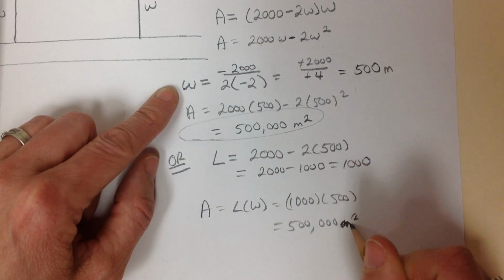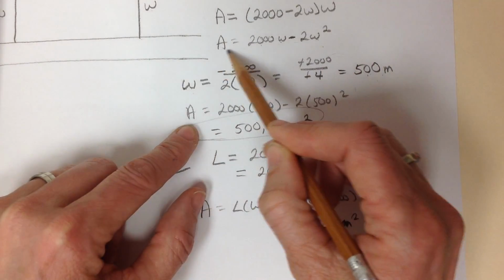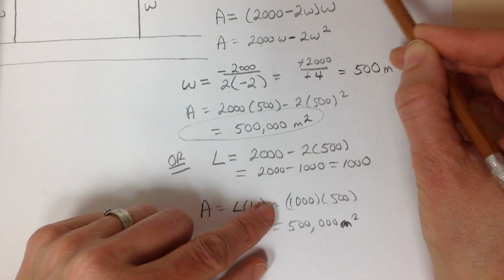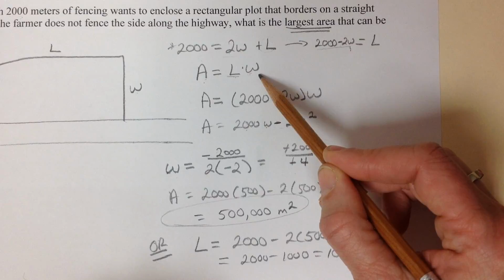So a couple of different options. I found the W algebraically, and then from there I could either use my formula for area or find my length and then substitute in to length times width to find area. Either one is fine.